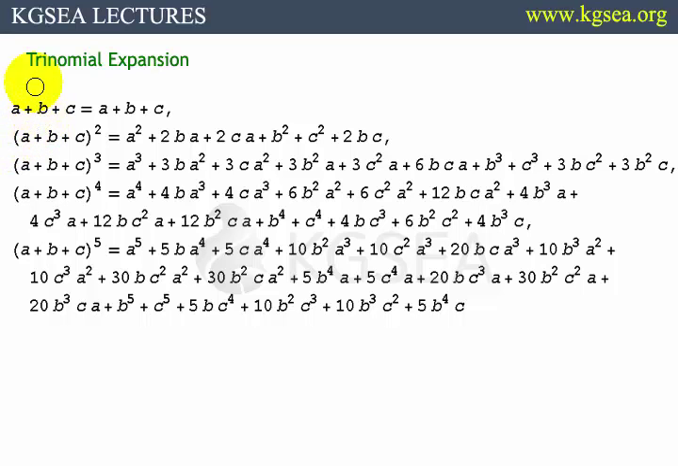Now let's take a look at the trinomial. Trinomial expansion: a plus b plus c. We've got 3 terms here, and this raised to the first power, it didn't even bother showing. So it's equal to that, obviously. But when you FOIL this trinomial, you get this.